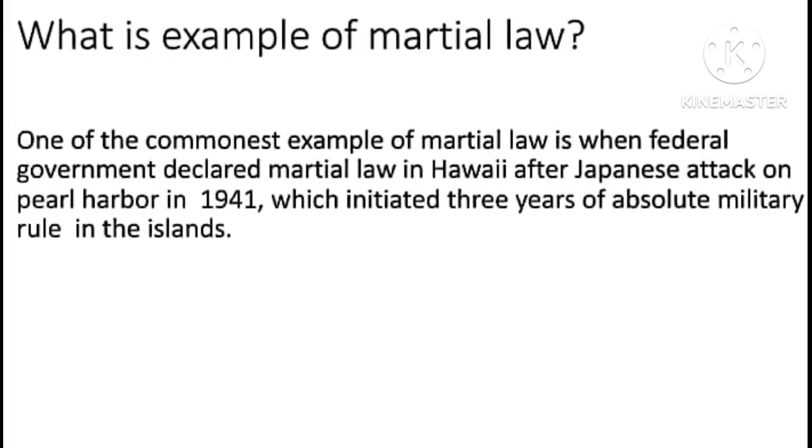So here is an example of martial law. One of the most common examples of martial law is when the federal government declared martial law in Hawaii after the Japanese attack on Pearl Harbor in 1941, which initiated 3 years of absolute military rule in the islands.